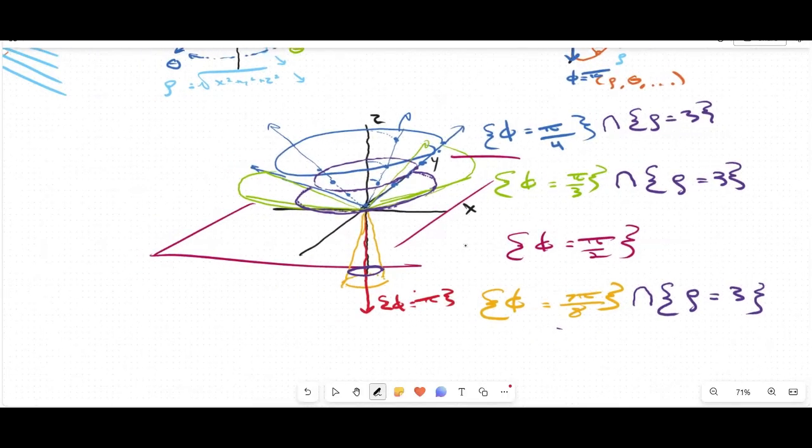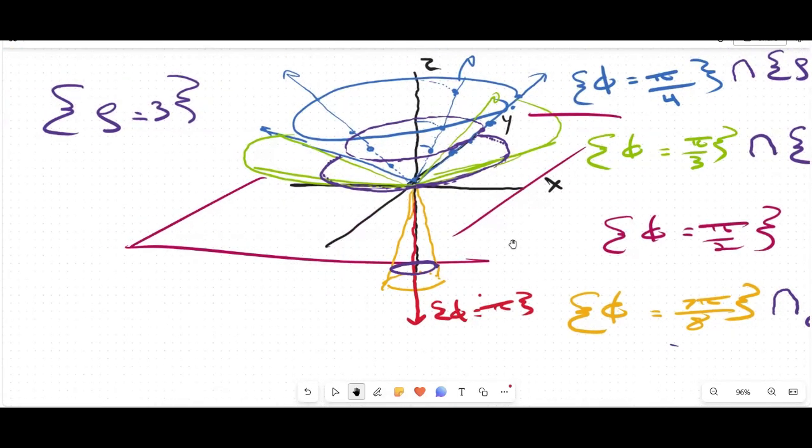Well, what if we just tried to draw the set rho equals 3? What is that set? That's the set of all points a distance of 3 from the origin. That's a sphere. Can you see the sphere? This is going to be super hard because we're just sketching here, but all of these circles that I've indicated so far lie on a common sphere. Can you see it?